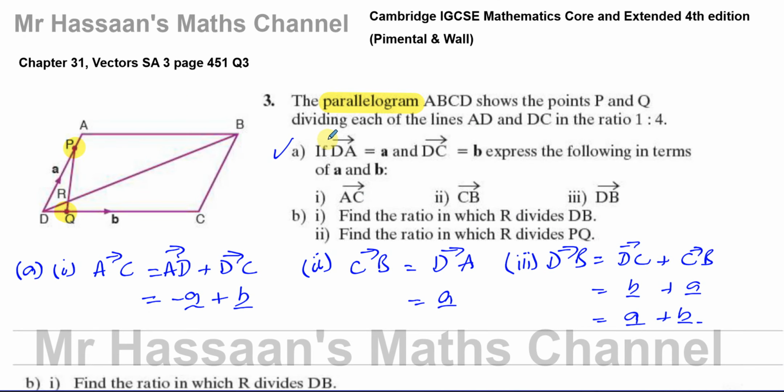When we did this, we said Q divides DC in the ratio 1 to 4. So we said there's 5 parts altogether. The first part is DQ, the second part is QC. That's how Q divides the whole line D to C, and that's how P divides the whole line A to D, the ratio 1 to 4. So there's 5 parts altogether. The whole line is mentioned.